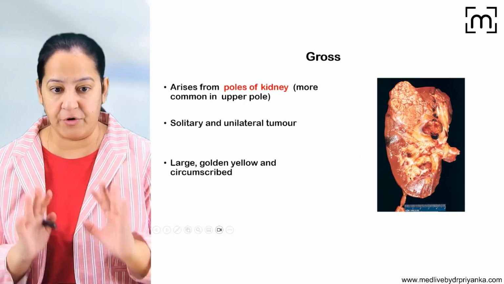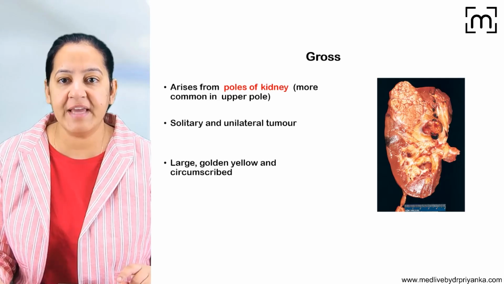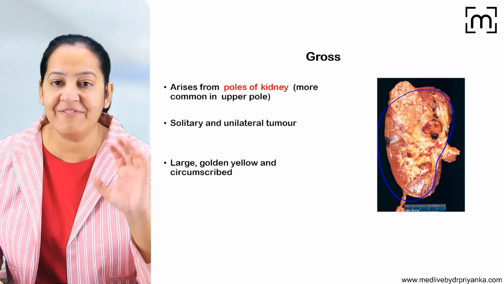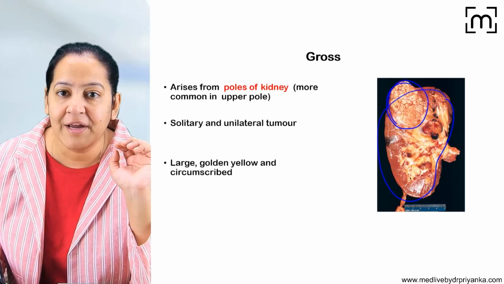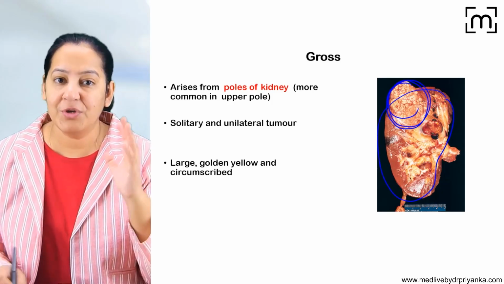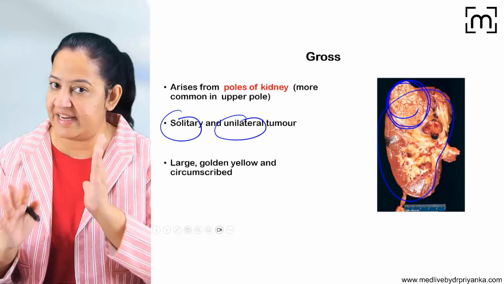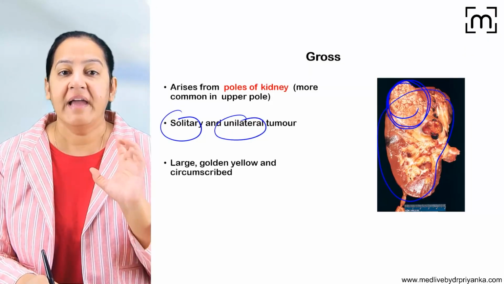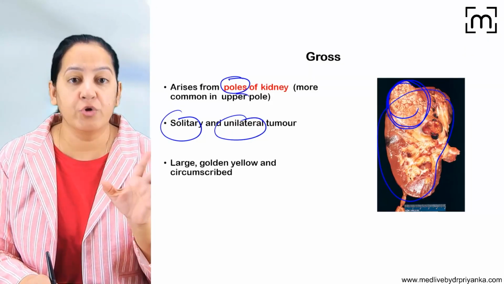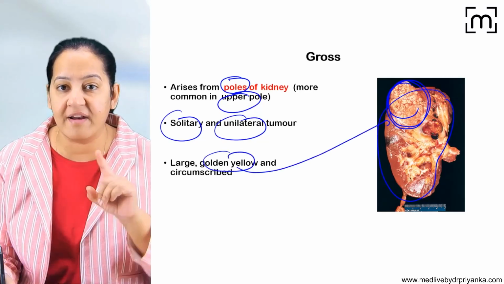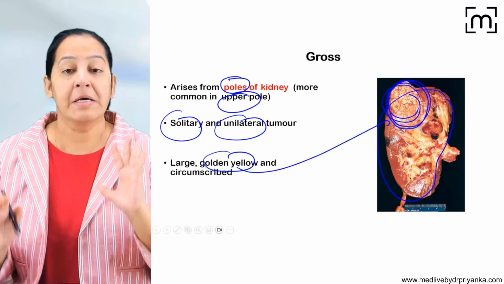After that, coming to the gross, how does it look? Can you see a diagram of kidney in front of you? This is the kidney. Now in this kidney, can you see where the tumor is? This one is the tumor. It is present at the upper pole. Usually the tumor is solitary, single. It is unilateral, involving one kidney, either right or left. It is present at the poles of the kidney, usually the upper pole. Usually the tumor is golden yellow in color and well circumscribed. So this is the gross.